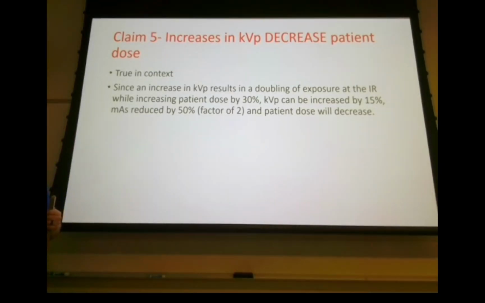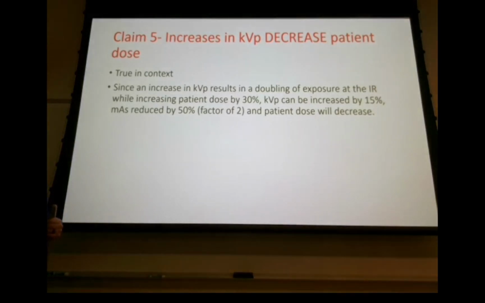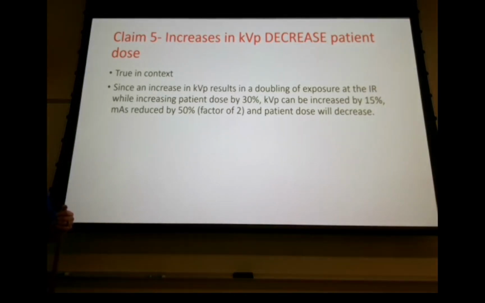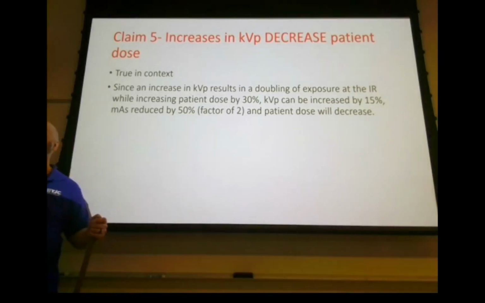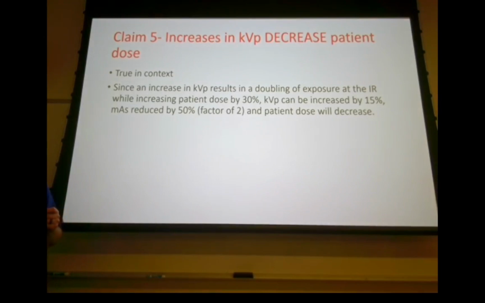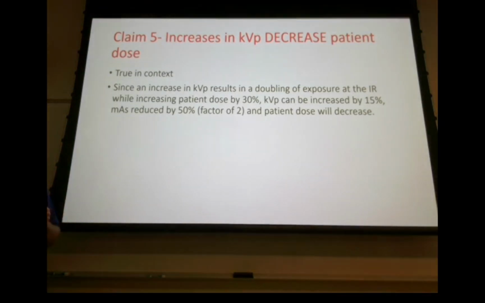What happens at the image receptor and what happens inside of the patient, right? So reduction of exposure time using kVp is the 15% rule. Increase kVp, reduce mAs by a factor of 2, specifically time. You want to increase the exposure to the image receptor just using kVp. What are you doing? Just increasing kVp. You want to reduce patient dose, then what are you going to do? Increase kVp. Increase kVp by 15%, reduce mAs by a factor of 2.